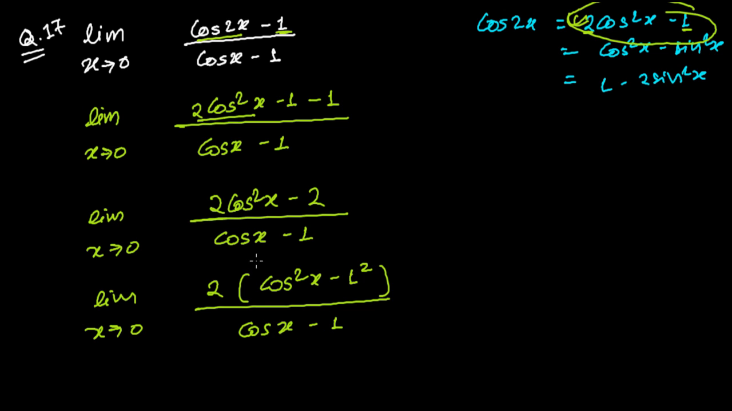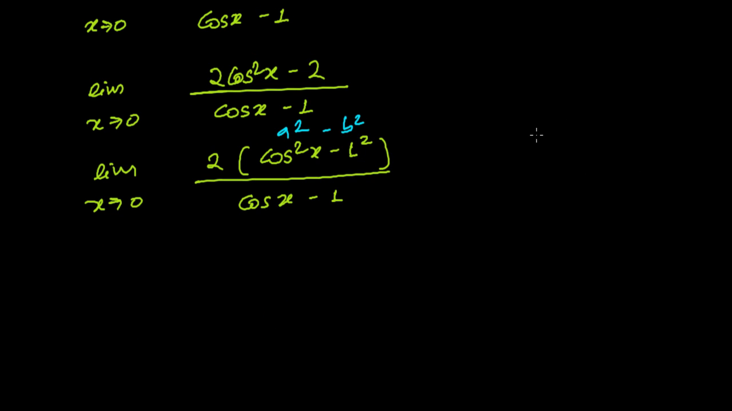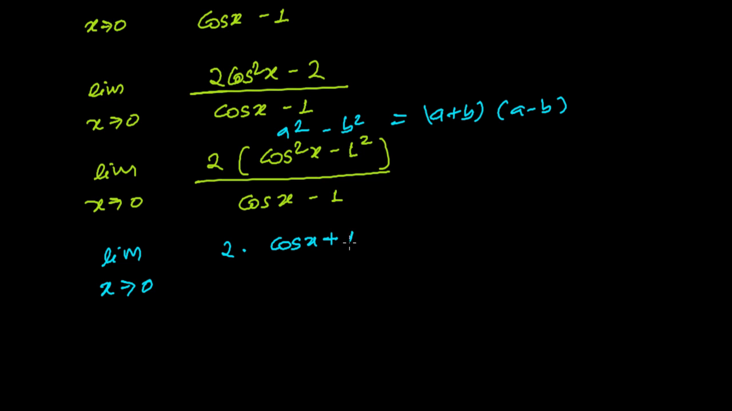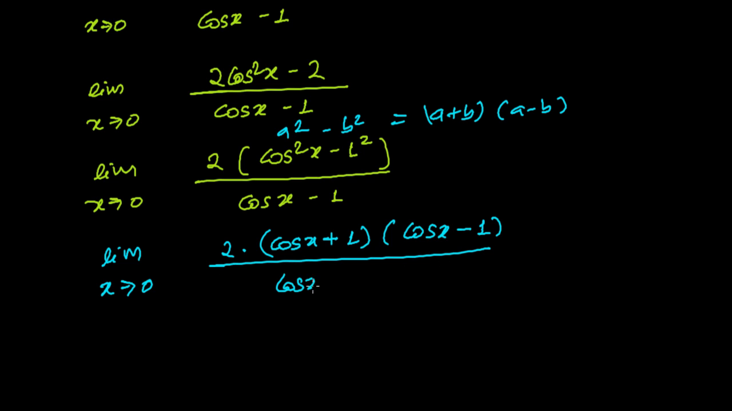And my dear friend, if you take a look now, this is exactly like the a square minus b square formula. So we can use a square minus b square equals a plus b times a minus b. So it's going to be limit x tends to 0, 2 times a plus b, this is working as a and this is working as b, times a minus b, that's cosine of x minus 1, divided by cosine x minus 1. And see the magic, we can now easily cancel this denominator with this numerator, and so we're left with 2 times cosine x plus 1.